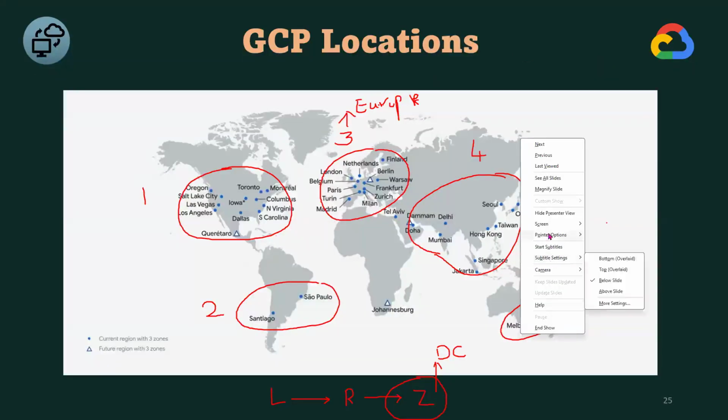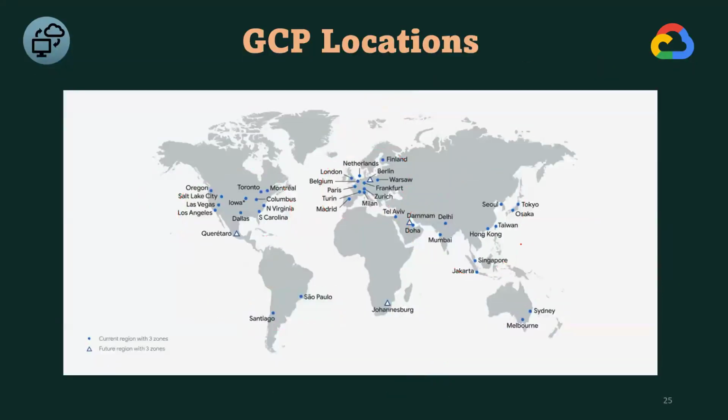So in total we have 5 locations. Whenever you are trying to create or deploy any resources in GCP, we should think about the target users. The region and zone have to be near to your target users or customers. Let me tell you a simple example.